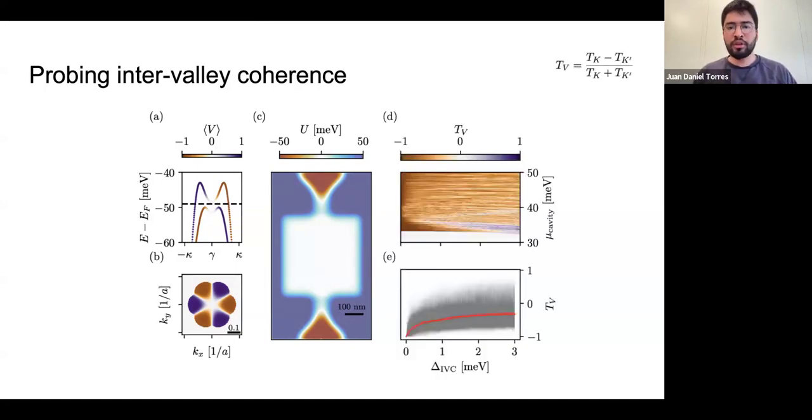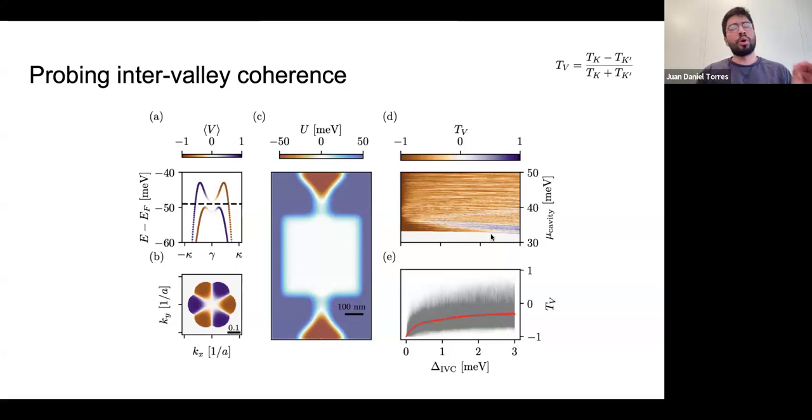So then we proceed to calculate the transmitted current through this cavity as a function of the chemical potential and as a function of the phenomenological IVC term that we added here. Because this is a mesoscopic region, this is basically a chaotic cavity. So we cannot see specific levels or resonances, but we rather see just the interference of all the scattering trajectories that happen in this cavity.